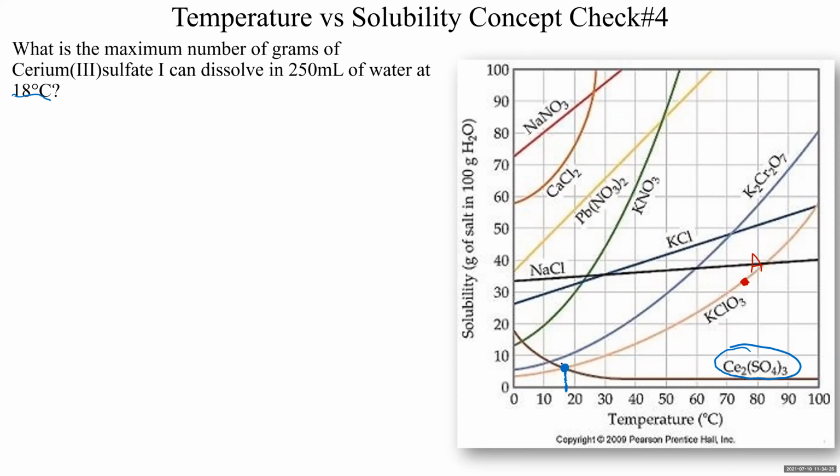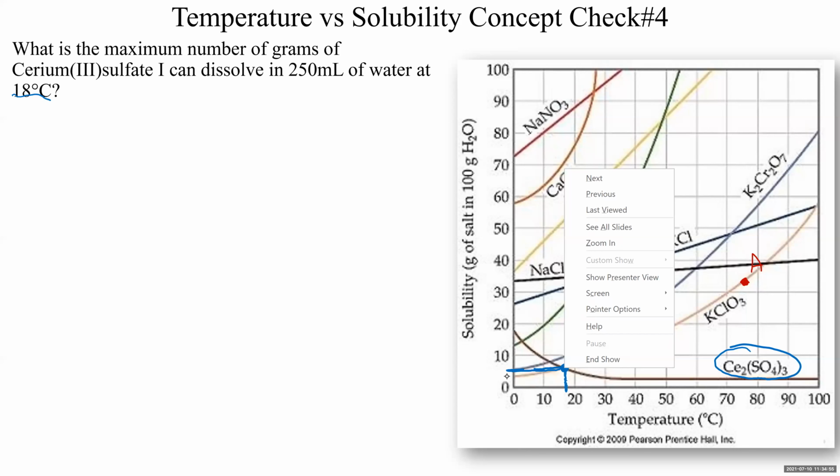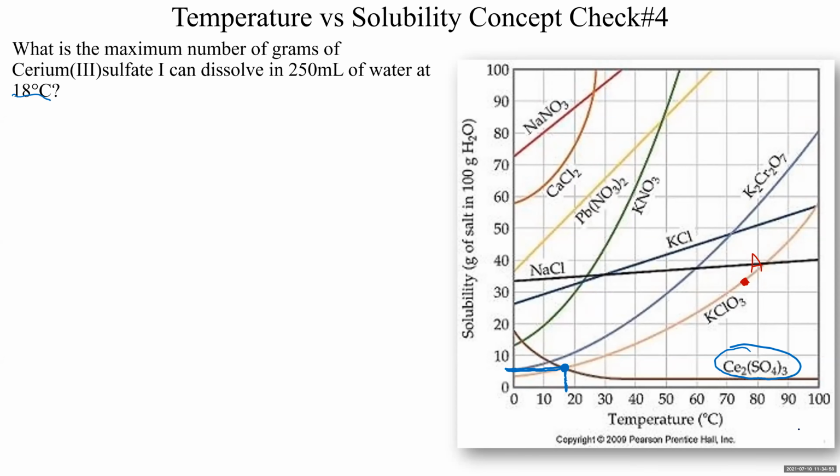Okay, so at that point, maximum number of grams of cerium sulfate I can dissolve in 250 milliliters. Now be careful here. According to the graph, how much cerium sulfate can we dissolve in 100 milliliters of water? Well, if we read off of the graph at this point, I'm just going to trace a line straight to the left-hand side. From that point, I follow my temperature of 18 degrees up to the graph, and then I draw a straight line to the left-hand axis. And that tells me, what is that? That's about right between 0 and 10. So I'm going to say about 5 grams, right?